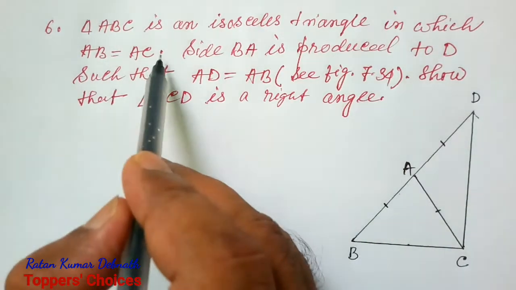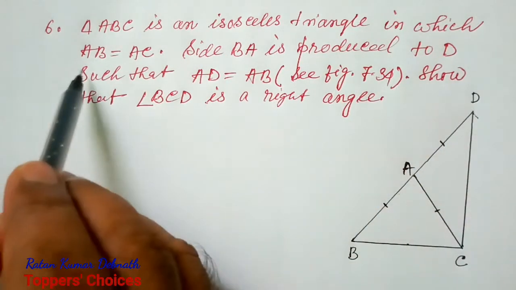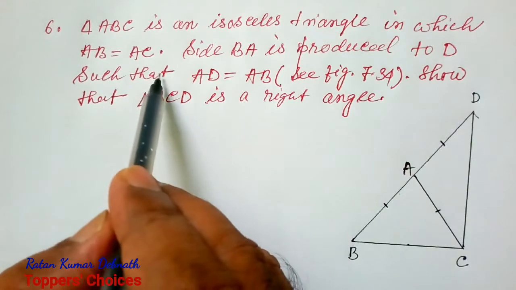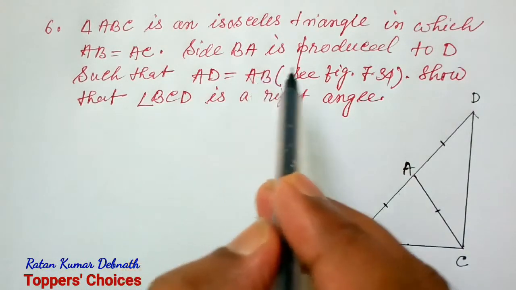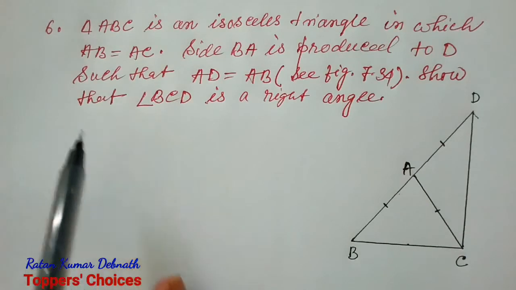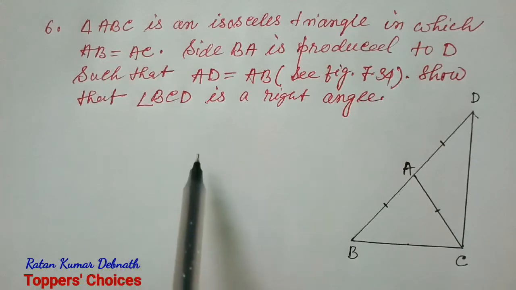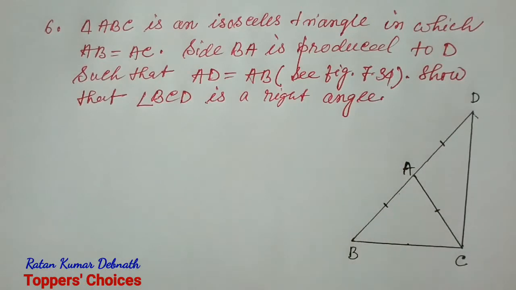Triangle ABC is an isosceles triangle in which AB equals AC. Side BA is produced to D such that AD equals AB. Show that angle BCD is a right angle. The figure of this question has been given in the textbook.